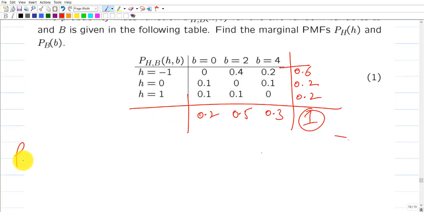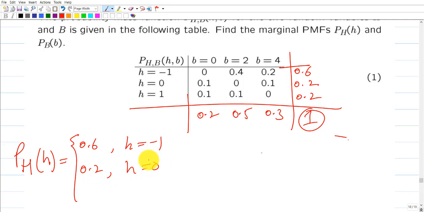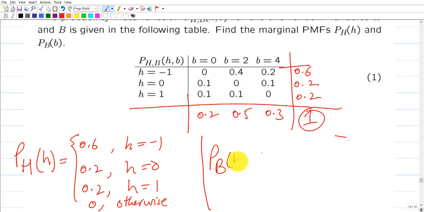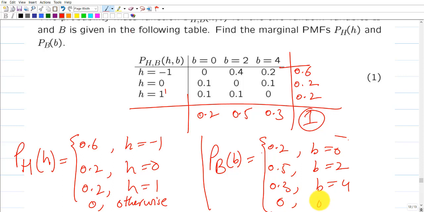Now we can easily write down P_H(h) first. For H equal to minus 1 and for all values of B, it is 0.6. For H equal to 0 and for all values of B, it is 0.2, and for H equal to 1 and for all values of B, their summation is 0.2, and 0 otherwise. Similarly, we can write the PMF of B. For B equal to 0 and for all values of H, minus 1, 0 and 1, we will add them. It is 0.2 for B equal to 0, 0.5 for B equal to 2, and similarly for B equal to 4, it is 0.3, and 0 otherwise.